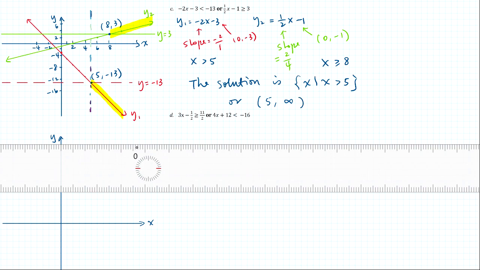Now that you have seen this one, the last problem is going to be very similar to what we have done before with inequalities connected by or.